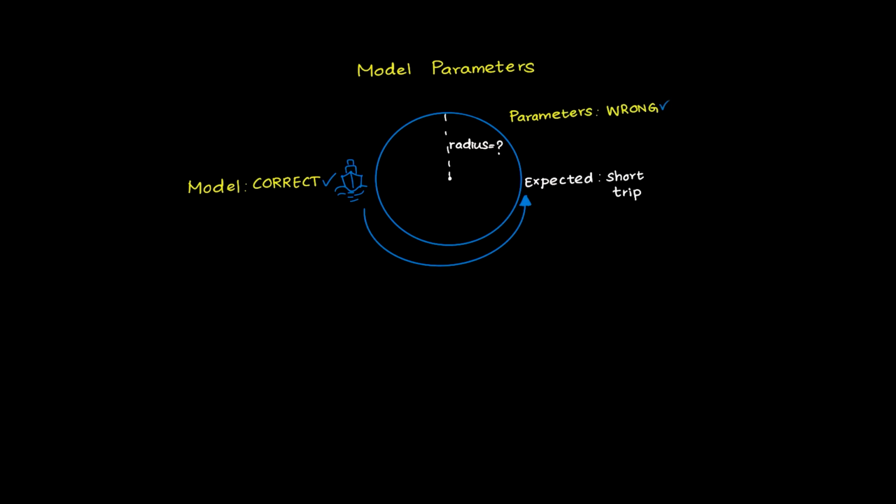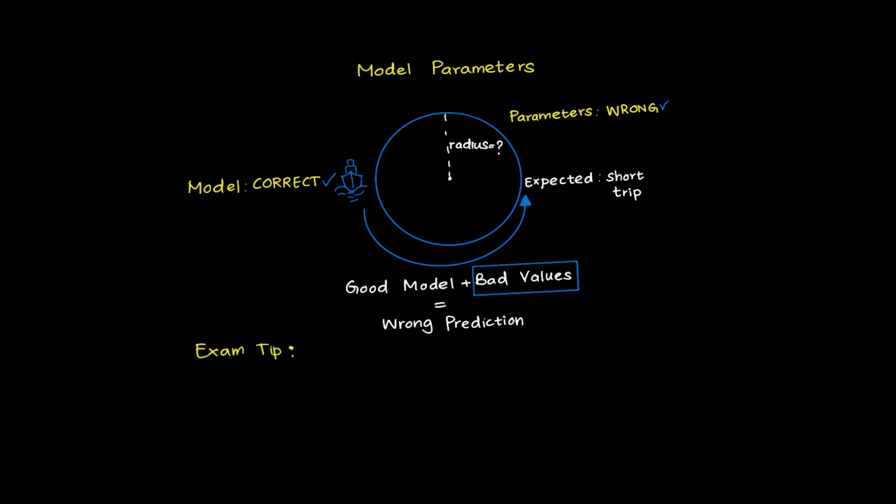Parameters matter. A perfect equation with bad inputs gives bad outputs. You need both a valid model and accurate values for that model to produce useful predictions. This isn't about needing multiple models or math being unreliable. It's about garbage in, garbage out.